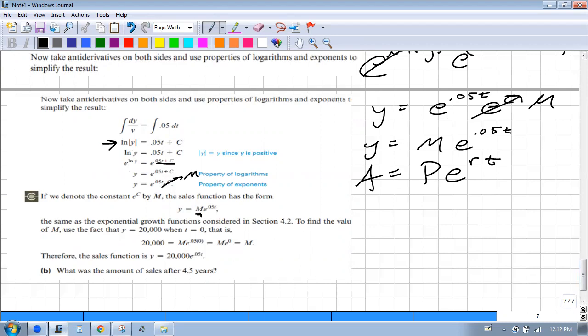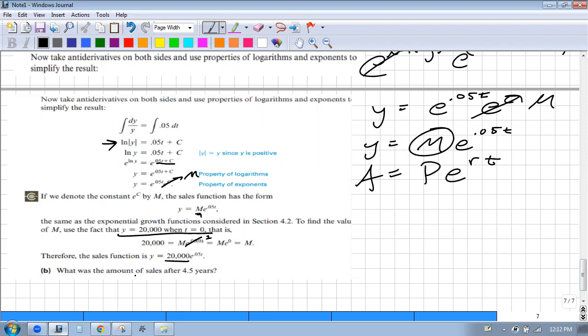All right, and now to figure out what m is, we use what they told us. The initial value is 20,000. So if you plug that in, set y equal to 20,000 and let t equal 0, e to the 0 is just 1. So this m is always your initial value. Then you could plug in your m as 20,000.